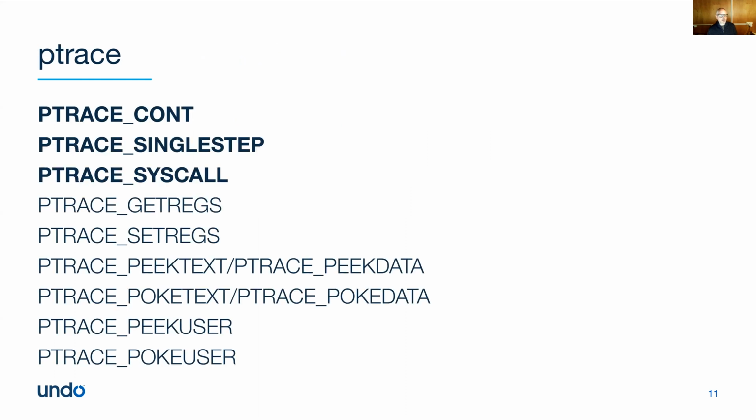So ptrace cont is just going to resume. You issue it when the tracee is in a tracing stop, and you issue a ptrace cont to it, and off it will go, right? And it'll just run until the next time it encounters a signal. If it's already got signals pending, it won't make any progress. It'll just stop immediately.